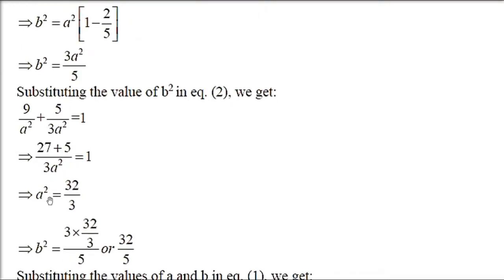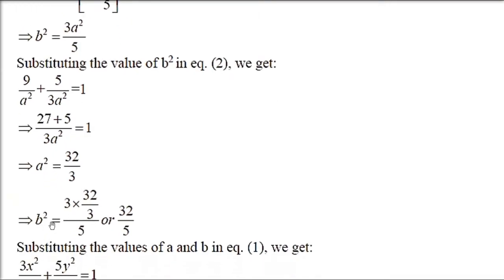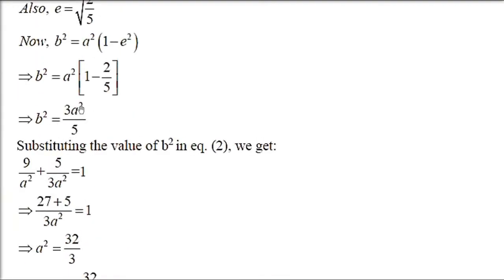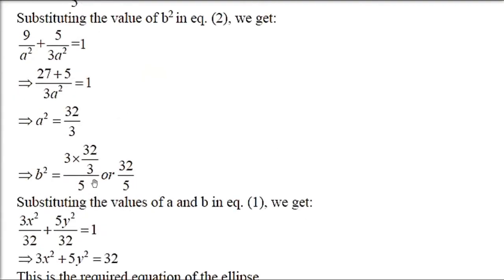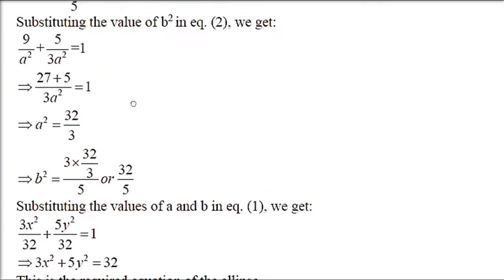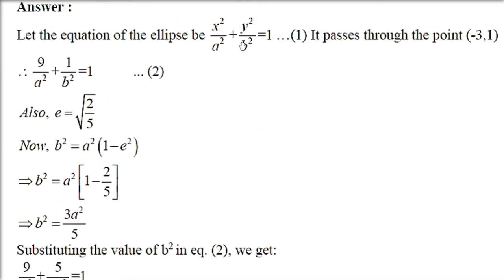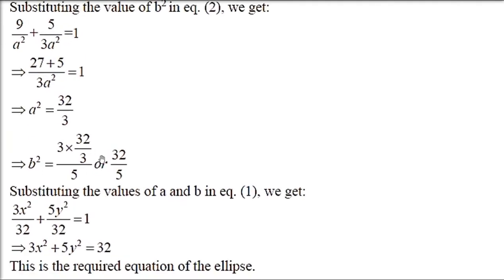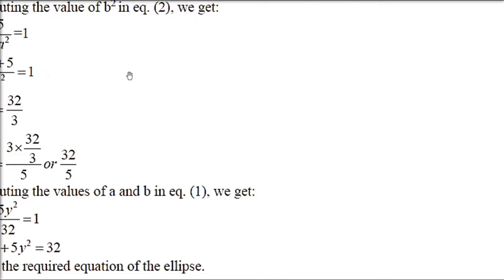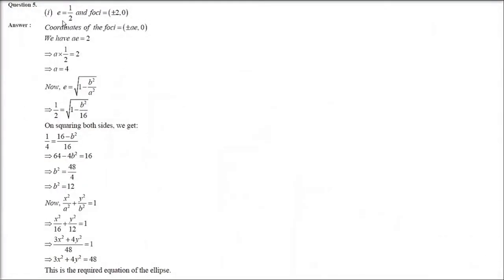A square we are going to find out, and b square already has a relationship, 3a square by 5. So we have a square and b square, and we just put them in the original equation we assumed, and this will be the final equation. You can multiply both sides by 32 so that you get the equation which is given in your answers: 3x square plus 5y square equals 32. So always remember, in all the questions which are coming, take the equation x square by a square plus y square by b square equals 1. That is the equation we are going to assume.